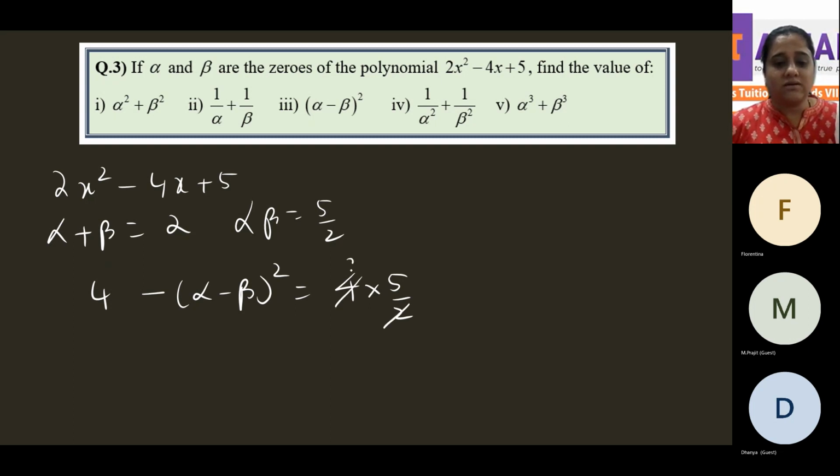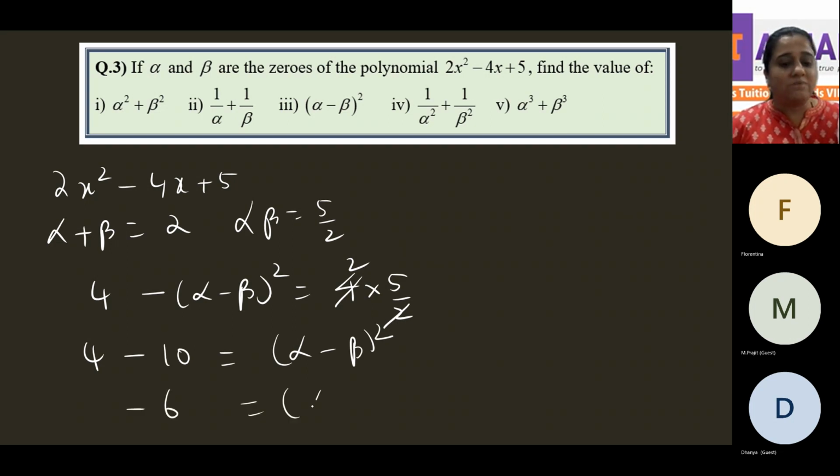Oh, okay. All right. So there's some problem with the question. It cannot be negative. So this 5 by 2 times 4 is 10, right? On this side, it will become minus 10 is equal to alpha minus beta the whole square, correct? So this is minus 6 is equal to alpha minus beta the whole square. This one cannot be negative. Probably while typing, I've made a mistake with the sign there, but this is the procedure. We understand that? You need to use this identity.